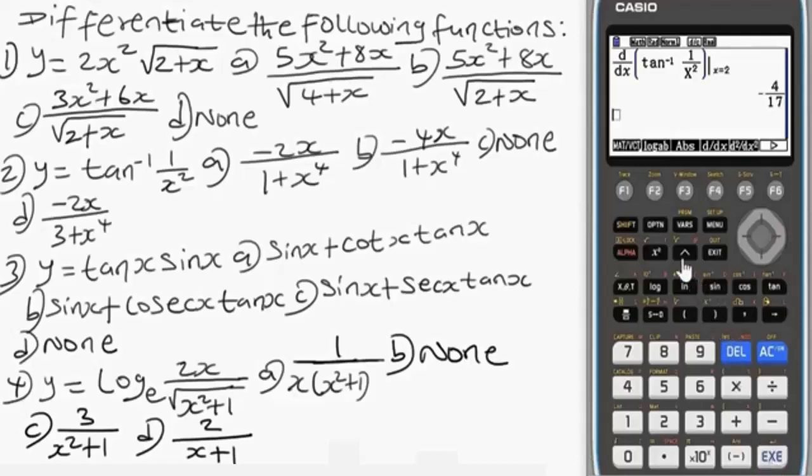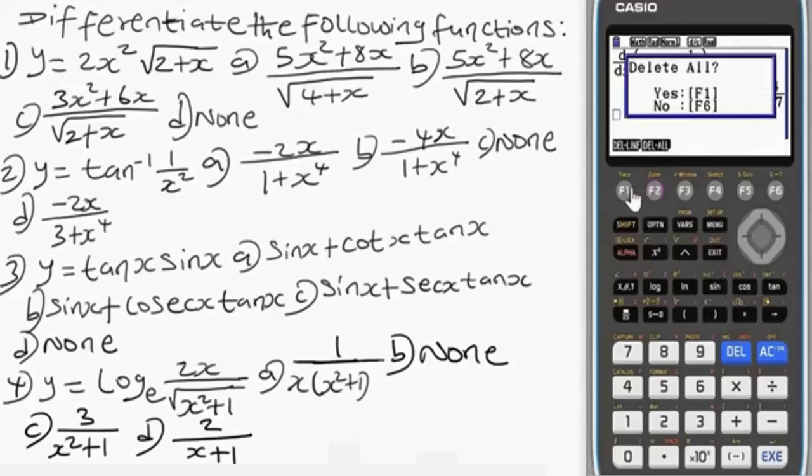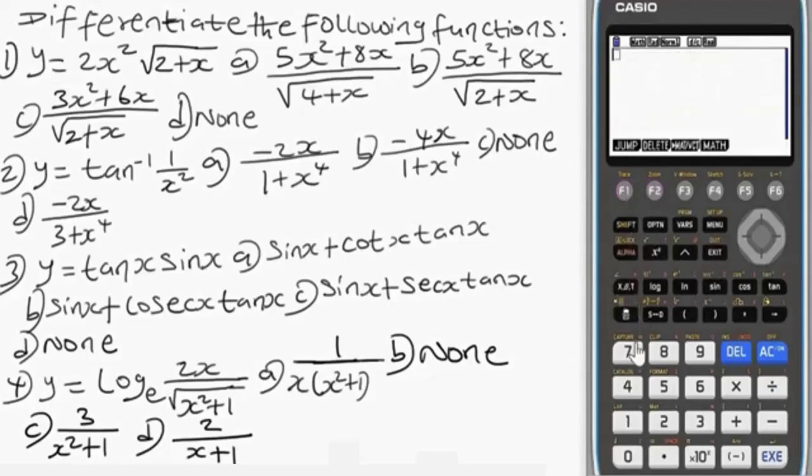Minus 4 over 17. So press exit to change it to decimal: minus 0.23. Right now we're going to simplify the options. Any one that gives us minus 0.23 or minus 4 over 17 will be our answer. So let's begin with option A. Let's delete everything here. Press exit first. Okay, so let's simplify option A.